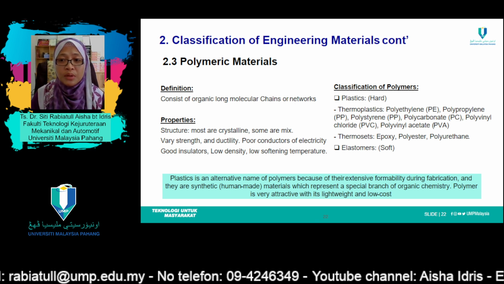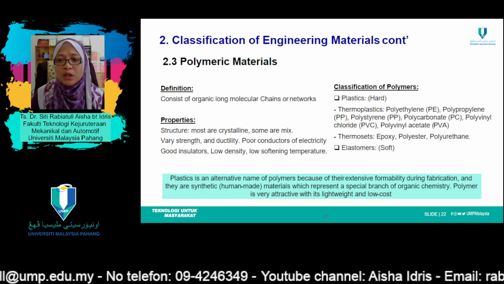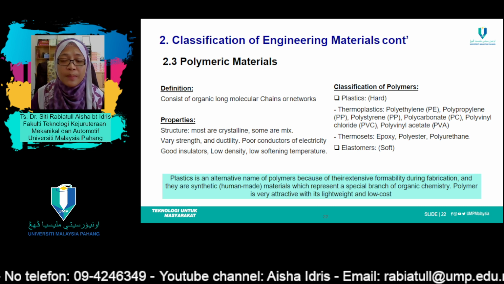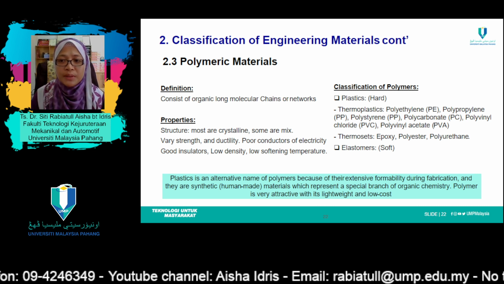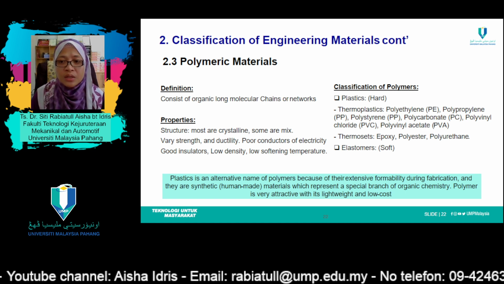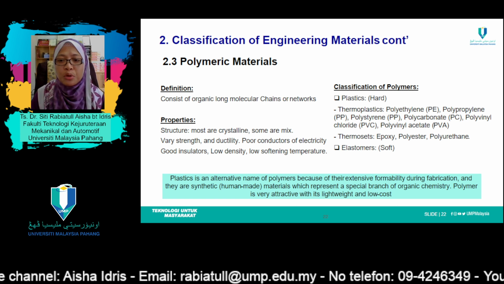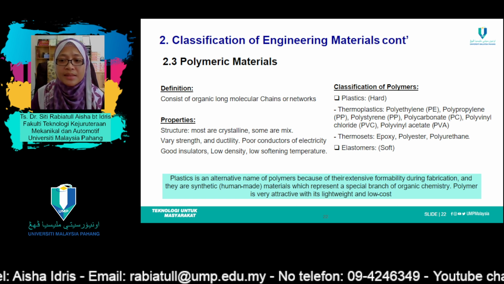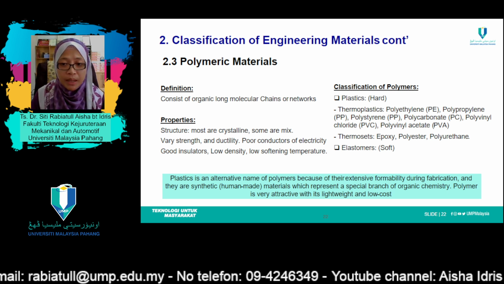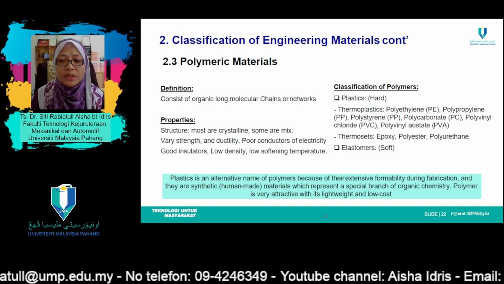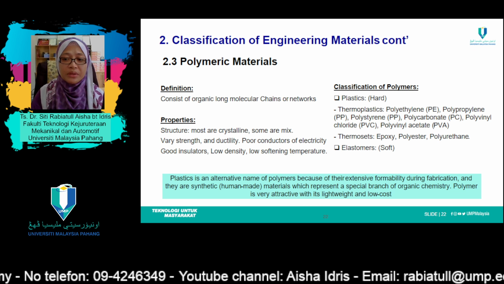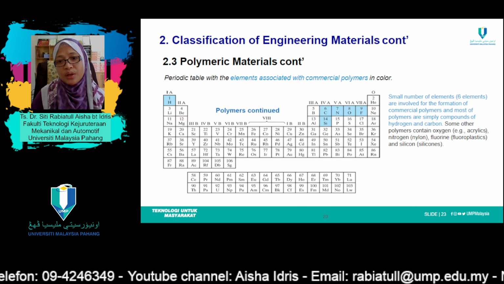It's also known as hard in properties, and also elastomer, which is a little bit softer than the plastic. In plastic, there are 2 types of plastic, which is thermoplastic and thermoset. You see, plastic is the other name for polymers, because of their extensive formability during fabrication, and they are synthetic, which is human-made materials, which represent a special branch of organic chemistry. And polymer is very attractive with its lightweight and low cost.